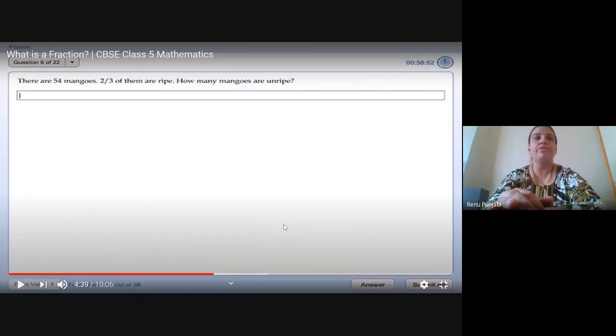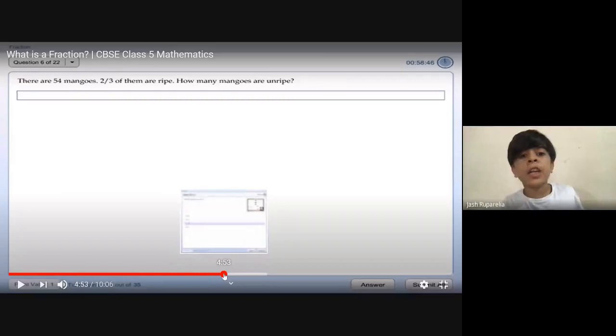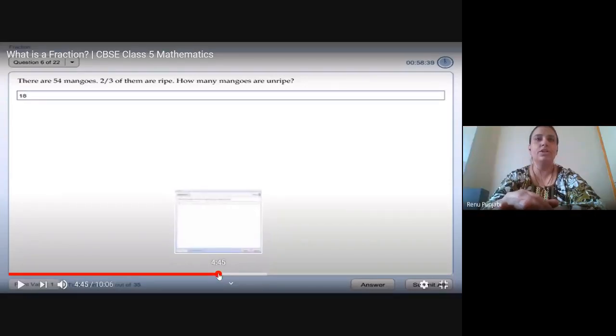So there are 54 mangoes. 2/3 of them are ripe. How many mangoes are unripe? Who will calculate the answer of this? 1 upon 3. Can switch on the microphone. No, my dear, its fraction is 1 upon 3. But what will be the mangoes? How many mangoes are unripe?